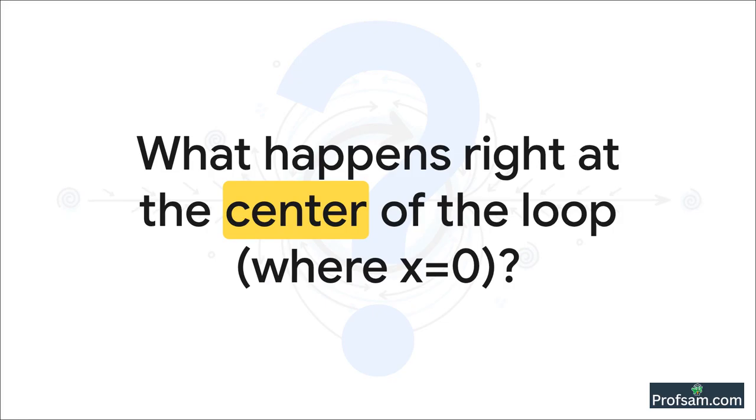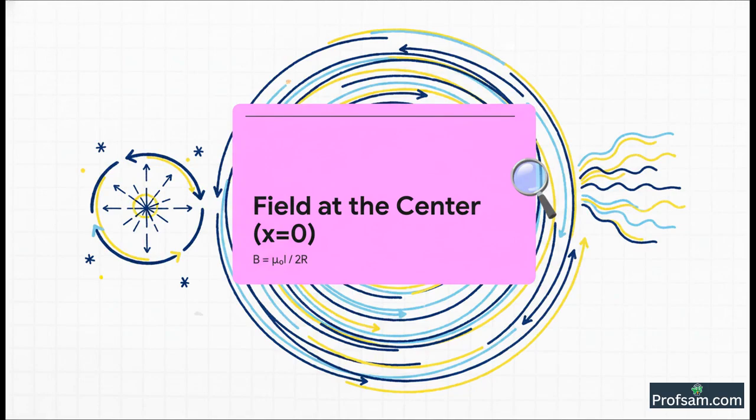What happens to the field if we are not at some distance x, but right at the very center of the loop? What happens when x is equal to 0? Well, if you put x equals 0 into our big formula, the math simplifies beautifully. And you get this nice, small expression, B equals mu0 times I, all divided by 2r. This is equation 4.12 in your book, and it tells you the magnetic field right at the center, which, by the way, is the point where the field is the strongest.